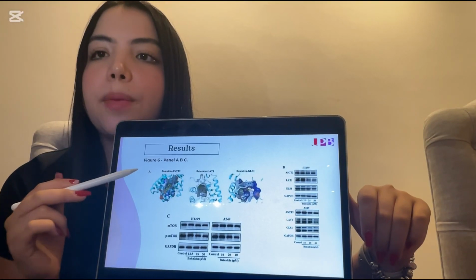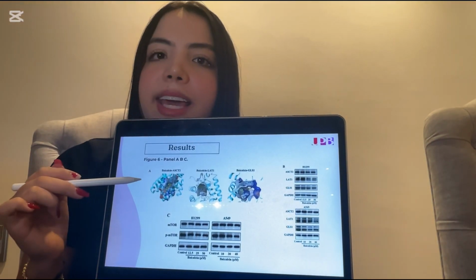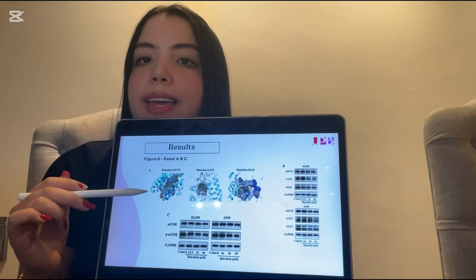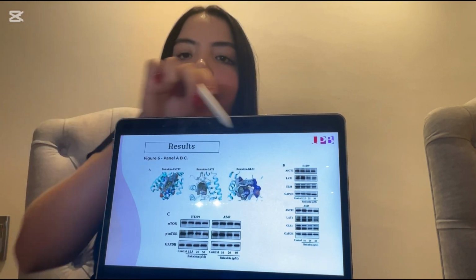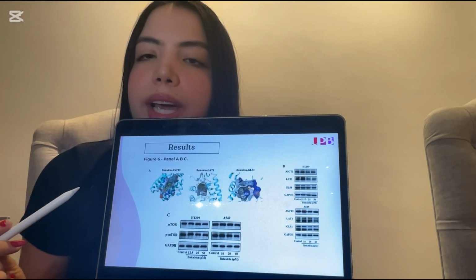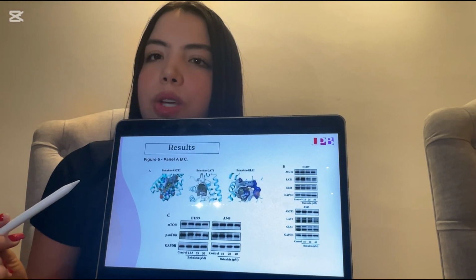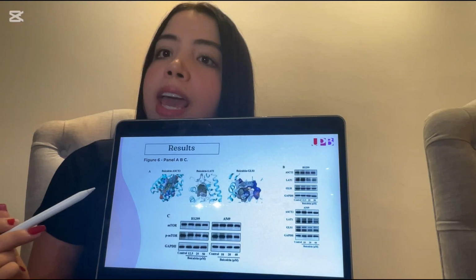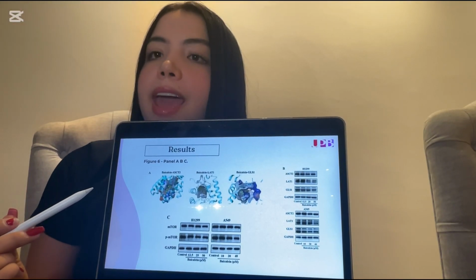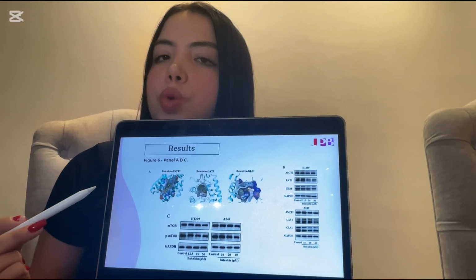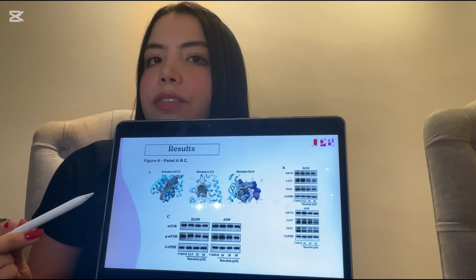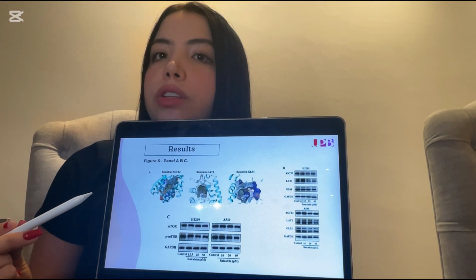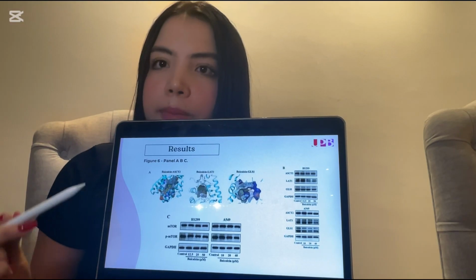Results, figure 6, panels A, B, C. In panel A, direct interaction of Baicalin with ASCT2, LAT1 and GLS1 is observed. In panel B, a dose-dependent decrease in ASCT2, LAT1 and GLS1 is observed in H1299 and A549 cells treated with Baicalin compared to the control group. There is also a significant reduction in total and phosphorylated mTOR.